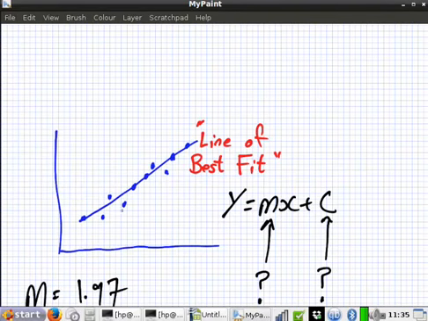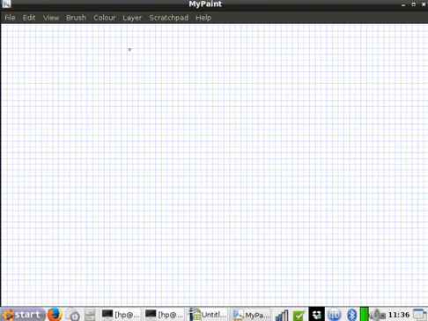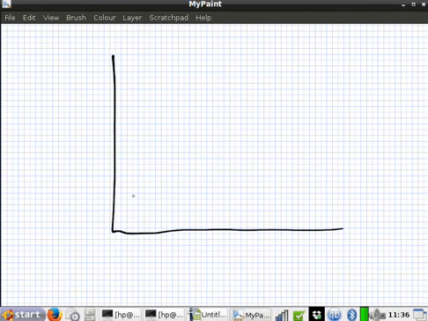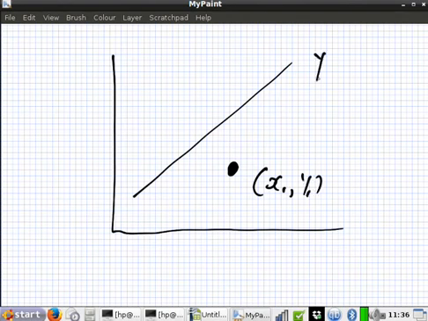Now, let me call this point here, for example, x1, comma y1. So what I'm going to do is look very closely at this point as an example. If I zoom in, here's the line, and here's the point. This is the point x1, y1, and this is the line y equals mx plus c.